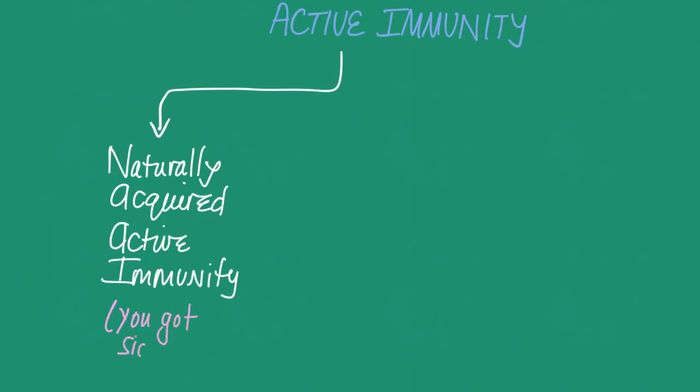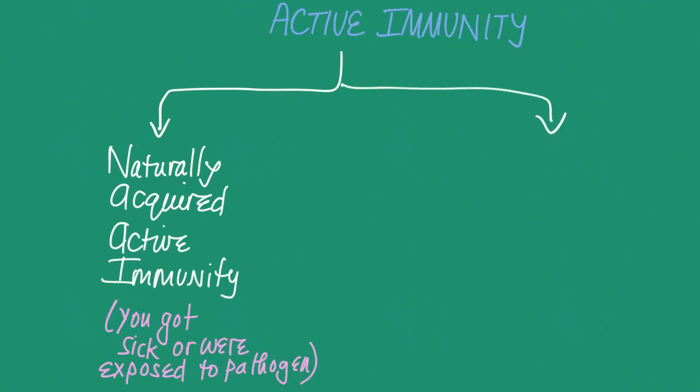It could be a flu, it could be a cold, it could be chicken pox. Any of these things you got because you were exposed to the pathogen in a natural way, from person to person. Artificially acquired active immunity is when you receive the antigens through an injection.